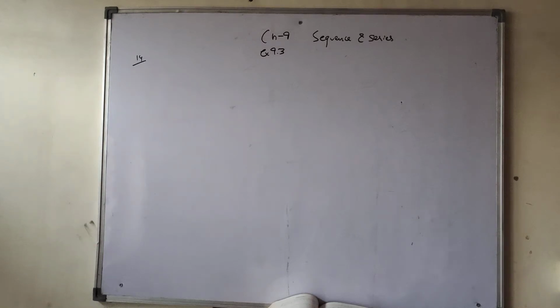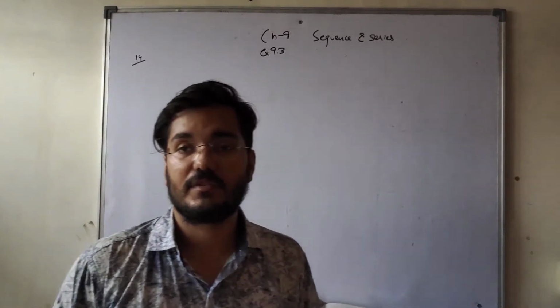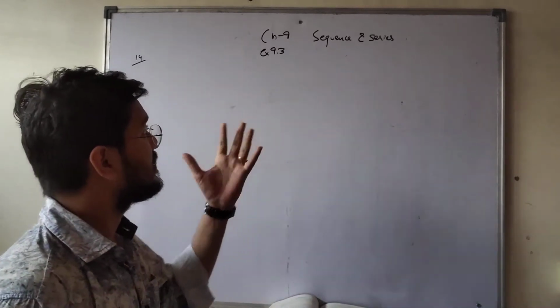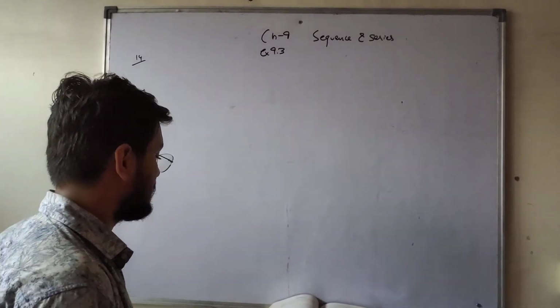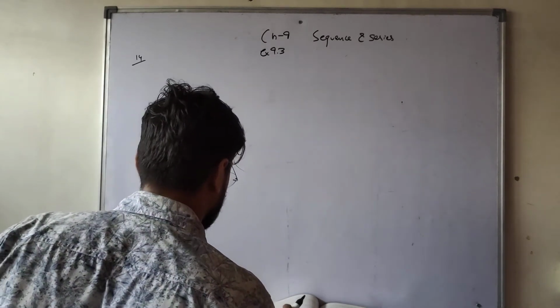Hello, in this video we will discuss question number 14. In the previous video we completed till question number 13. We were doing Sequence and Series, class 11 chapter 9. So the 14th question is: the sum of first three terms of a GP.